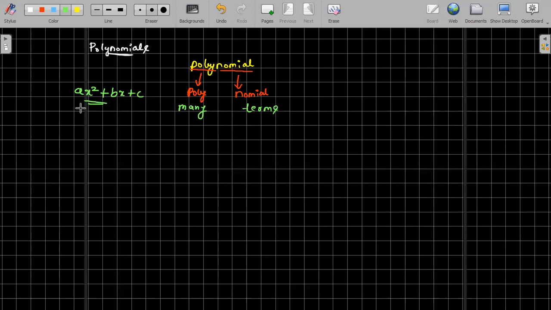When it comes to a polynomial, we call this an algebraic expression, or a mathematical expression. Suppose it is a monopolynomial. For example, I will take a x square. When you take this, you can see this one, which we call an exponent.